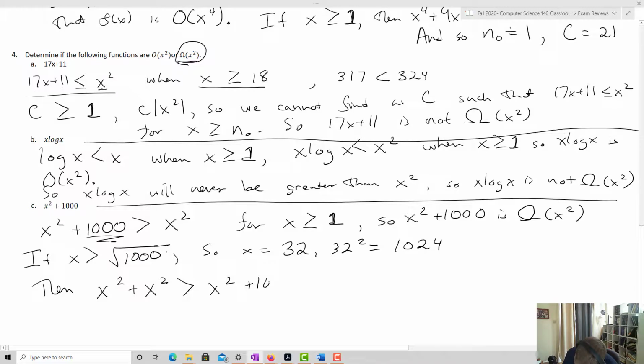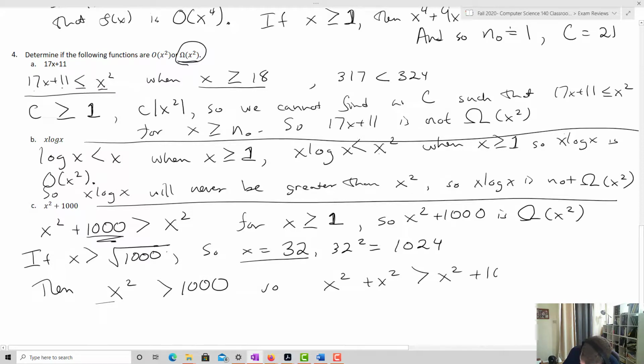1,000. So if I pick the right x, x equal to 32, we're going to get some number that's bigger than 1,024 plus another number that's bigger than 1,024. Or if we want to be a little bit more concrete, we could say x squared is greater than 1,000. So x squared plus x squared is going to be greater than x squared plus 1,000, which is our function.